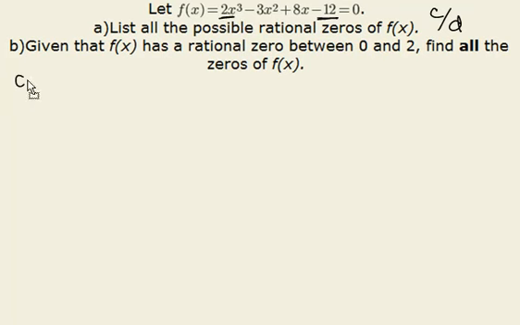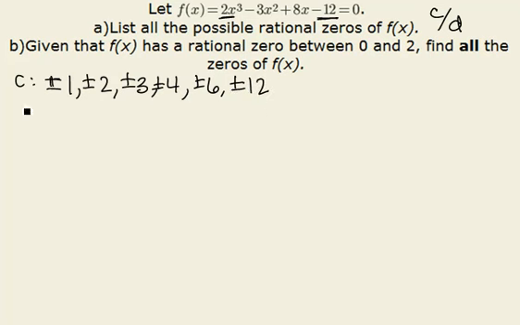So for our c's, all the possible factors of 12 include positive or negative 1, positive or negative 2, positive or negative 3, positive or negative 4, positive or negative 6, and positive or negative 12. And for d, the only factors of 2 are positive or negative 1 and 2. So for our possible rational zeros, we'll take c over d. They have to be rational, meaning they have to be a fraction.